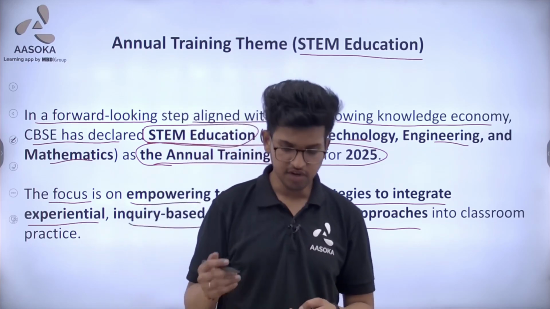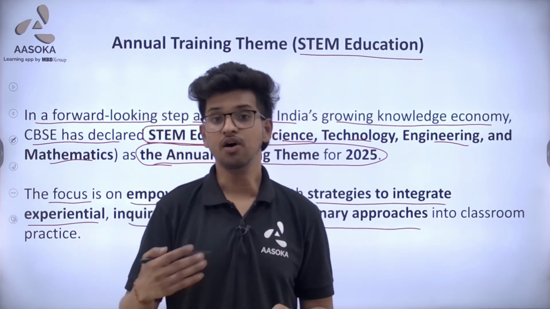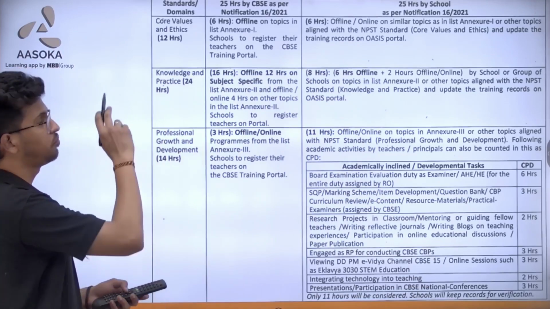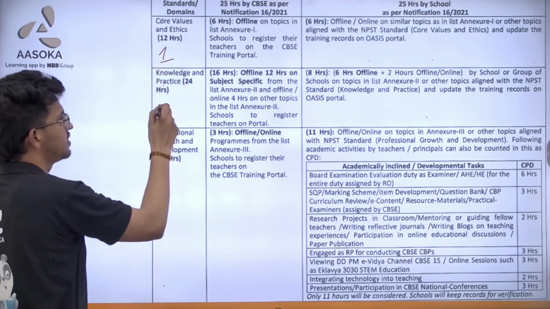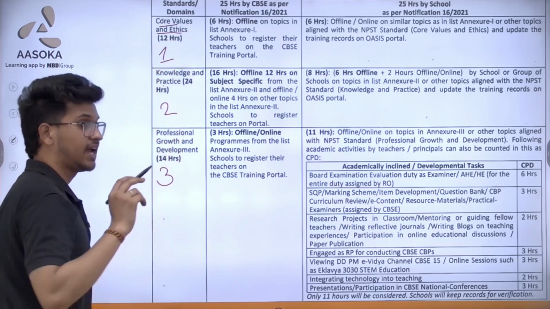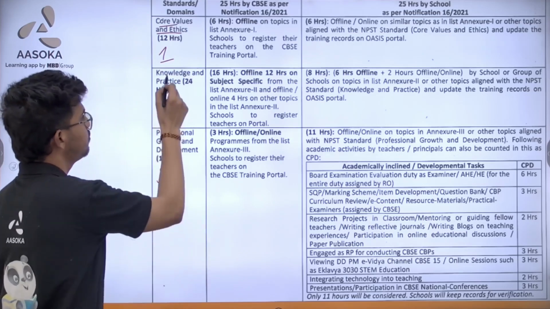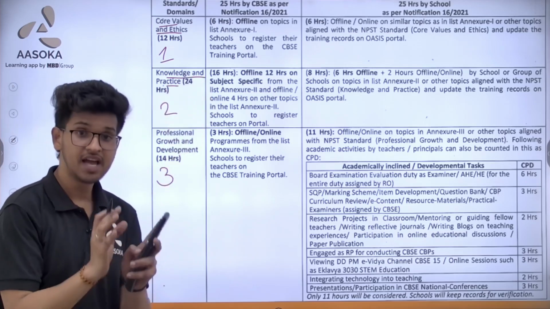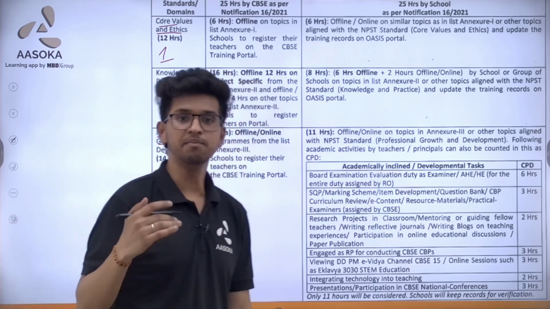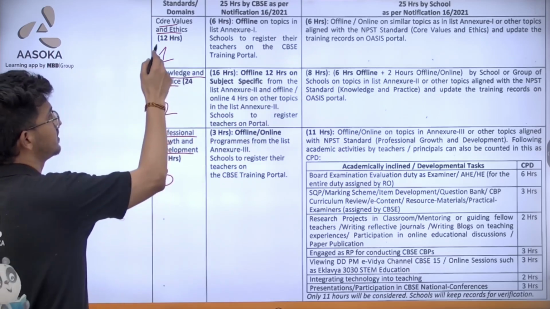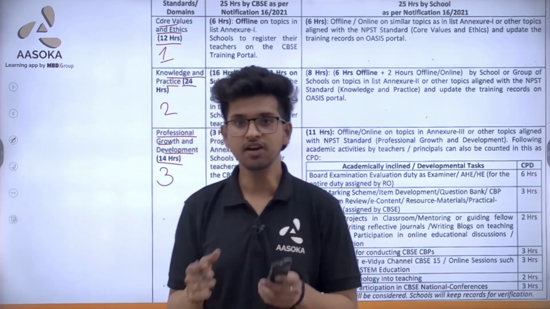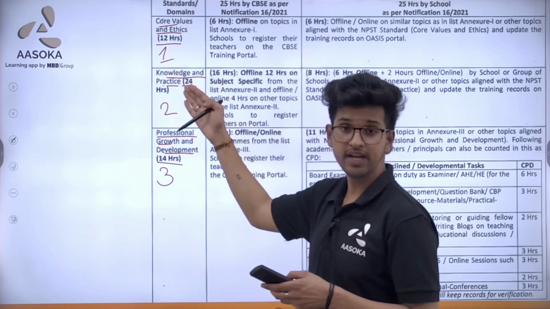Now how this is going to be implemented at the ground level, as I was mentioning, there are going to be different domains. Let's understand how these domains are going to help. Here you'll find 3 different domains: domain 1, domain 2 and domain 3. The first domain is core values and ethics. The second domain focuses on knowledge and practice, which is subject specific. And the third domain focuses on professional growth and development. All these have been divided into different time durations. The first is about 12 hours, the second about 24 hours and the third about 14 hours.